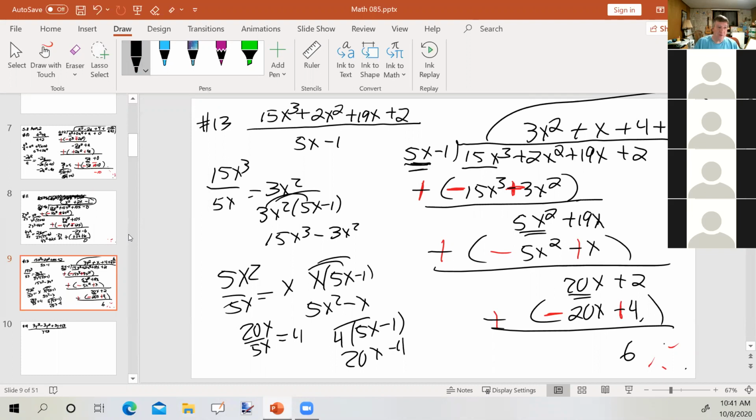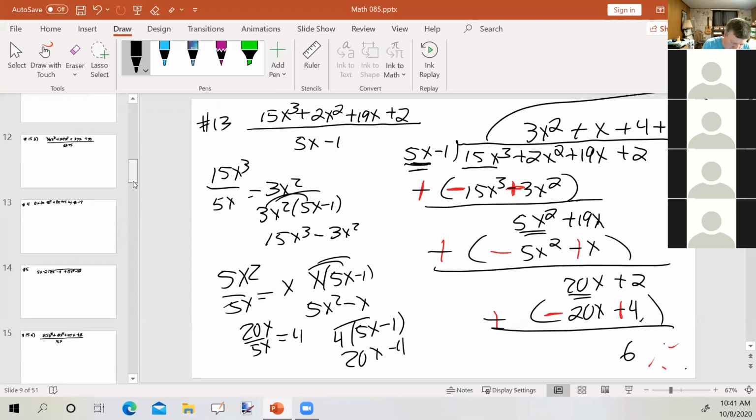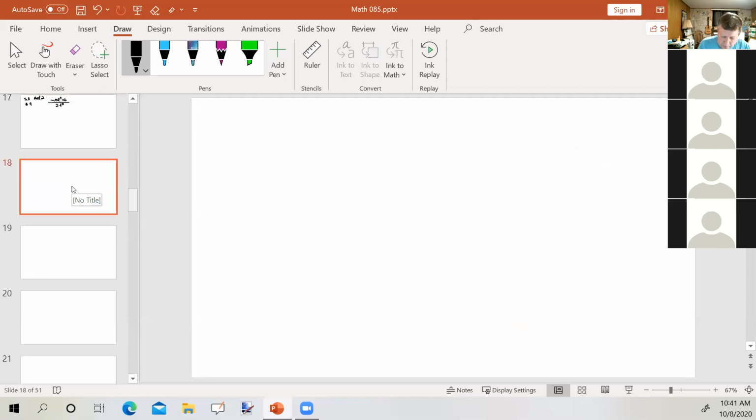Go ahead, Sydney. Oh, I mean, I understand the 6, but why is it 5x minus 1? Like, why is that in that last little part? Okay. Let's go back to just arithmetic.